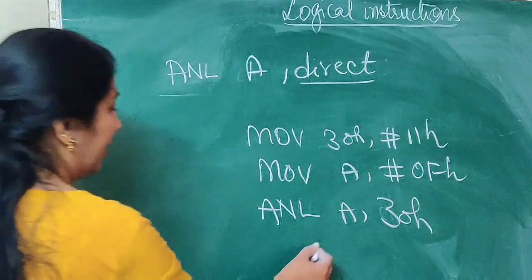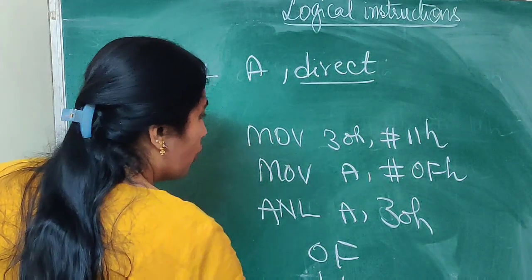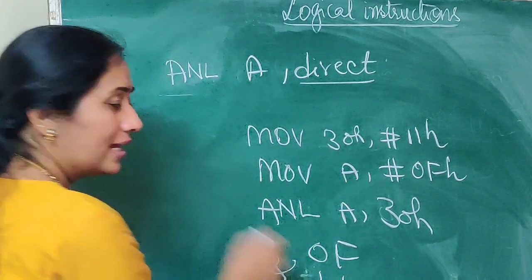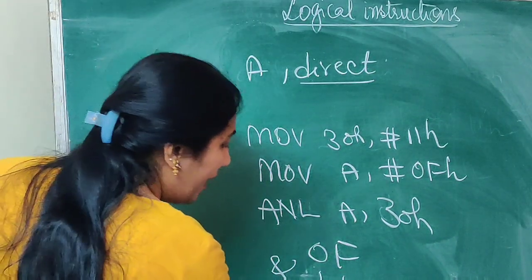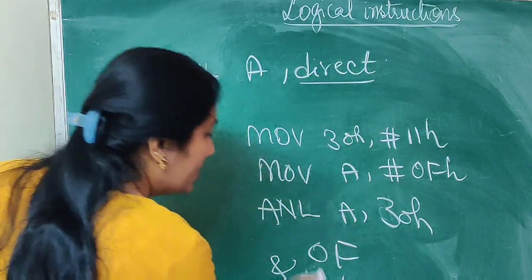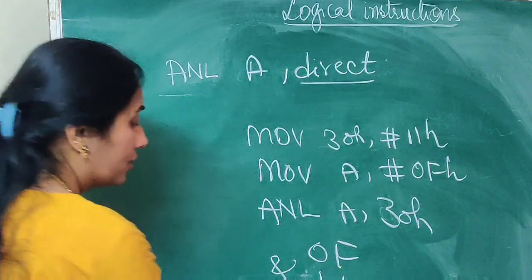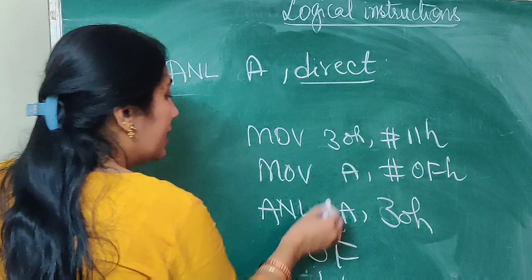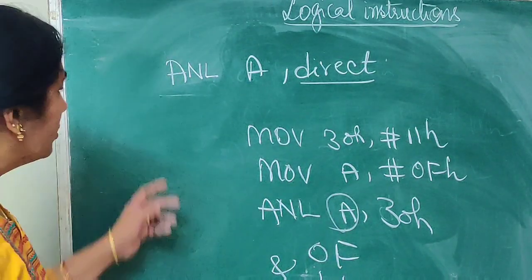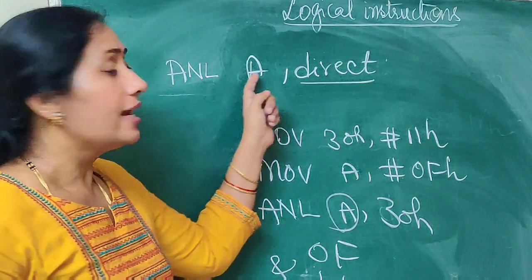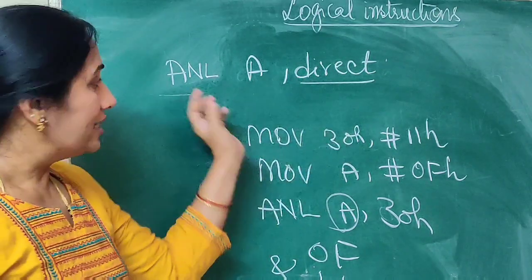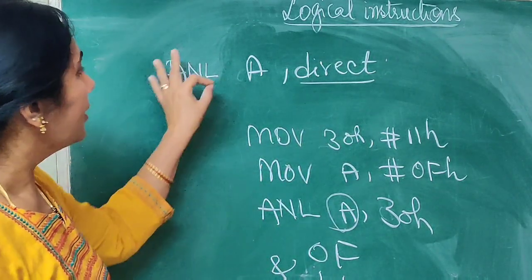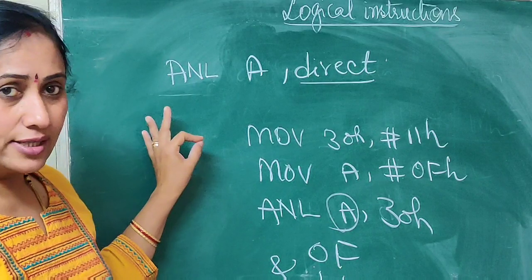in the accumulator. That is, 0F hex will be combined with the 11, and I am going to have 1, and this is going to be 0. 0 is masked. So 0, 1 I am going to have as a result in the accumulator. So this is how the ANL A, direct instruction is going to work. So here the addressing mode used is direct addressing mode.